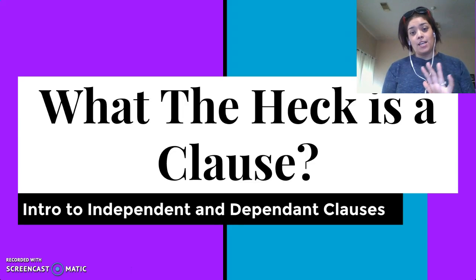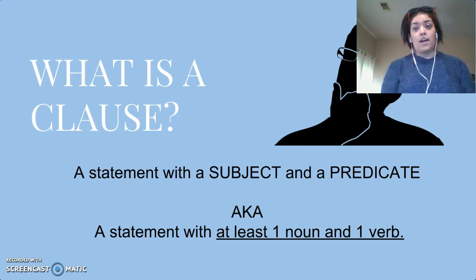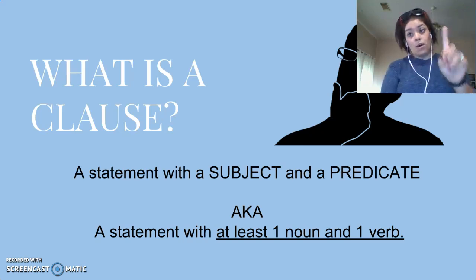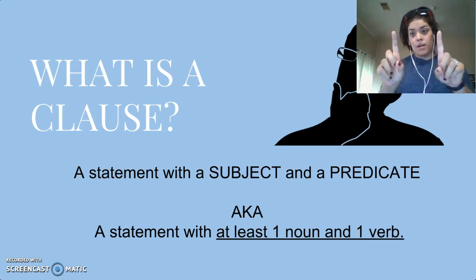Today I'm going to be talking about what the heck is a clause. There are two different types of clauses: independent and dependent, and we're going to be talking about both today, okay? Let's get into it. Alright, what the heck is a clause? A clause is a statement with a subject and a predicate, otherwise known as a statement with one noun and one verb: subject, predicate.